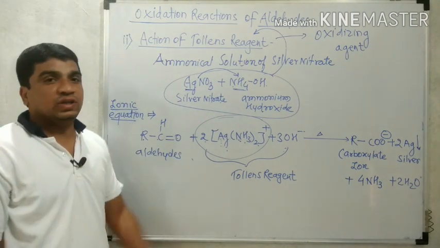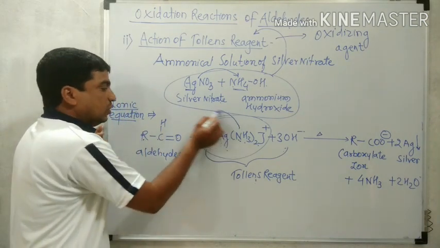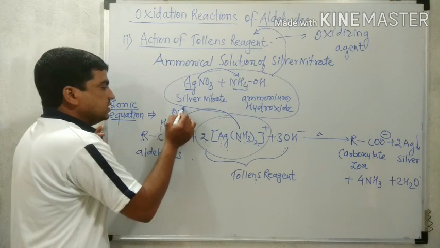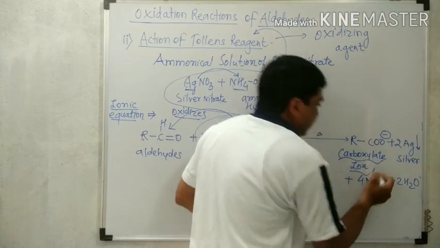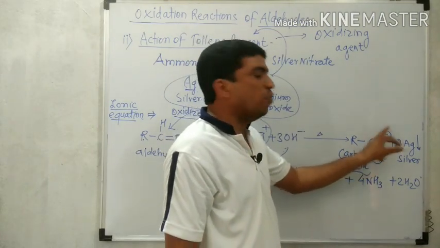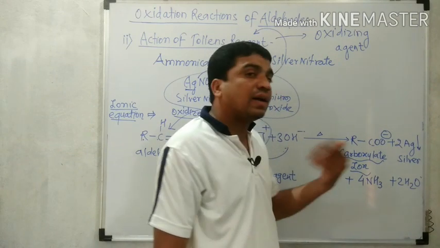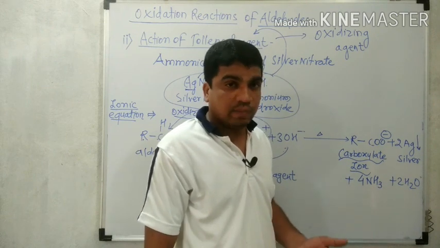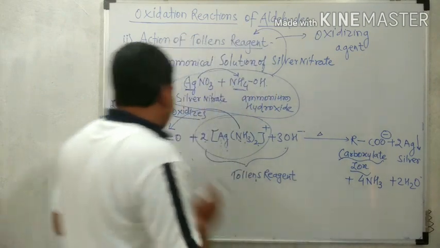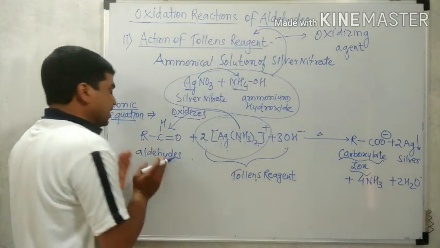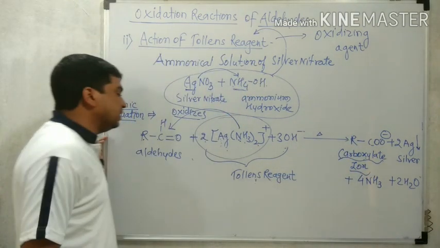So what about the reaction? When this Tollens reagent is added to aldehyde, Tollens reagent oxidizes aldehyde into the corresponding carboxylate ion, RCOO minus. It has a minus charge, therefore it is an ion, especially a carboxylate anion. So how does the aldehyde oxidize? When Tollens reagent is added to aldehyde, aldehyde oxidizes into the corresponding carboxylate ion, that is an anion.